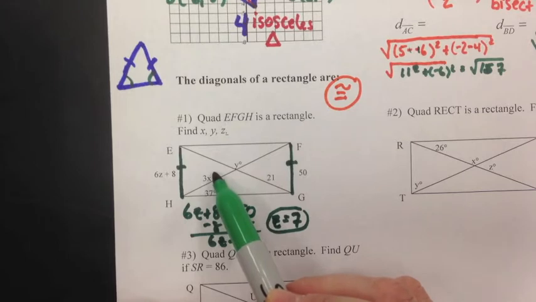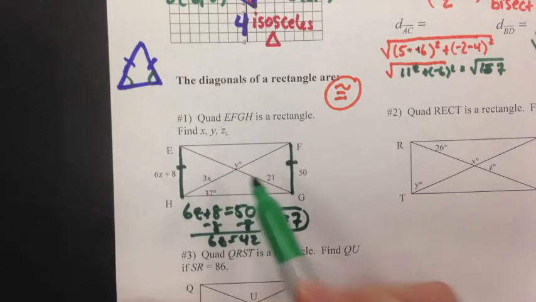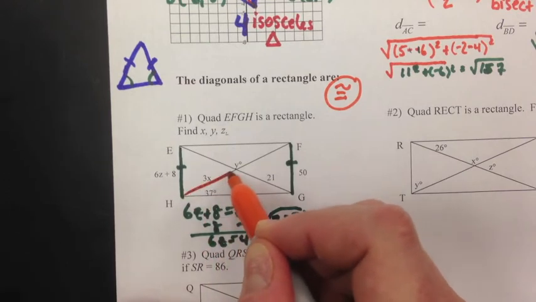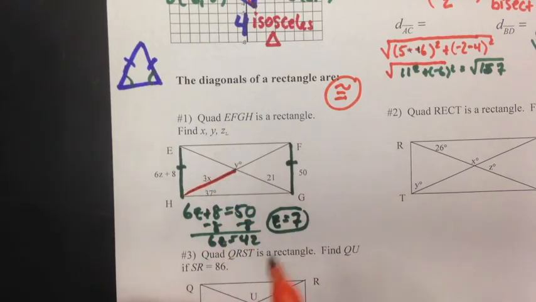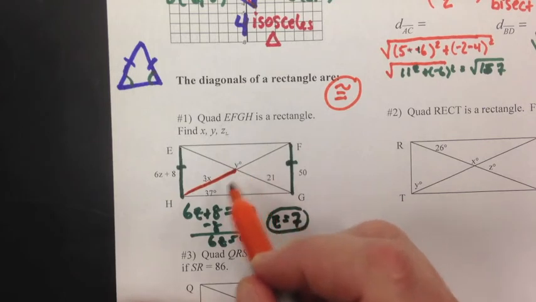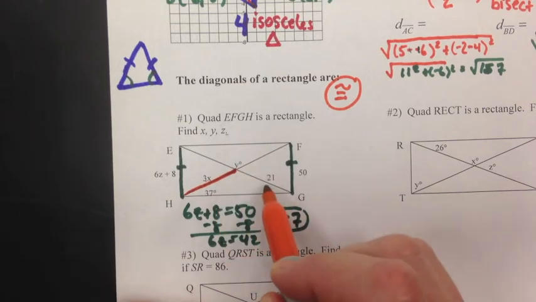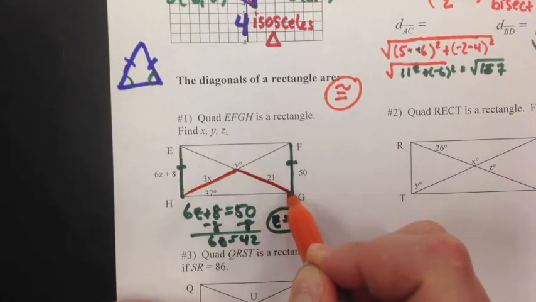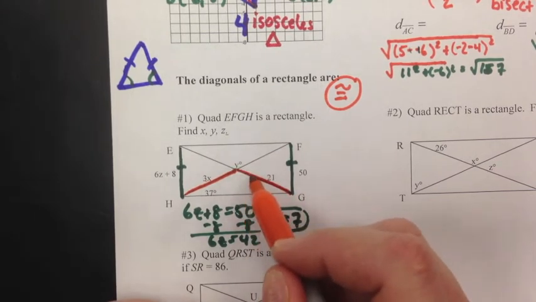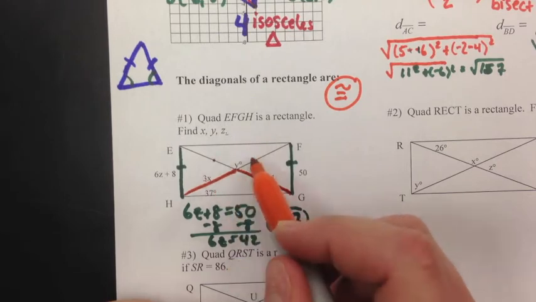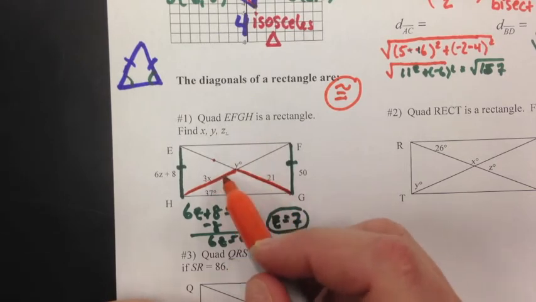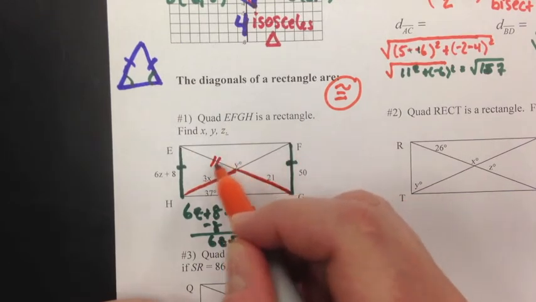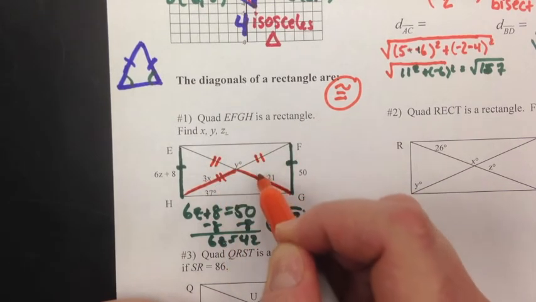3x, notice that there's no degree measure next to it. So 3x is a length, and it's the length of this piece of diagonal right here. Y degrees, that's an angle. 37 degrees, that's an angle. 21 is a length of half the diagonal. Now, what did we say about the diagonals of a rectangle? They are congruent. So that means all of these pieces are the same.